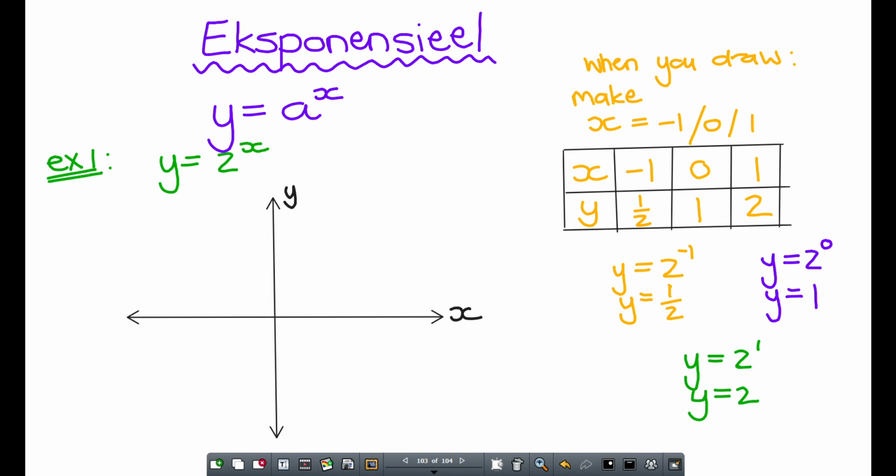Okay, so, ek gaan hom nou nie so perfect plot nie, ek gaan net dit doen, en dan gaan ek plot. Okay, so, my coordinates here, if x is 0, y is 1. If x is 1, y is 2. En as x minus 1 is, dan is y 'n half. So sien julle, dis eintlik redelik maklik, nee? All you do is go substitute in and then we're able to draw.